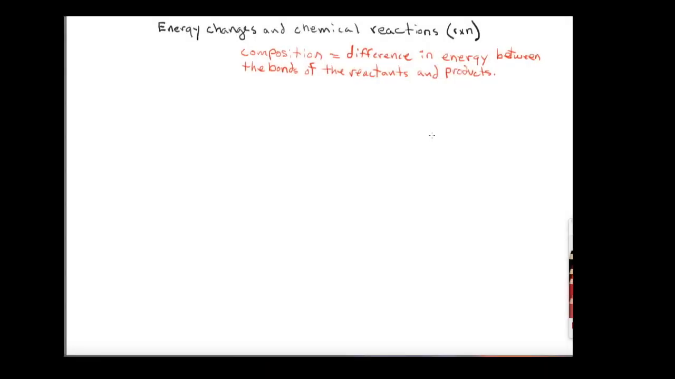Okay, welcome back. This is lesson 4, and what we're going to do now is change our focus away from energy changes that happen with physical processes to energy changes that happen in chemical reactions. Remember what I said at the very beginning about potential energy. You may have to go back and review this concept, but we said that with chemical reactions, you can have differences in potential energy based on the differences in composition.